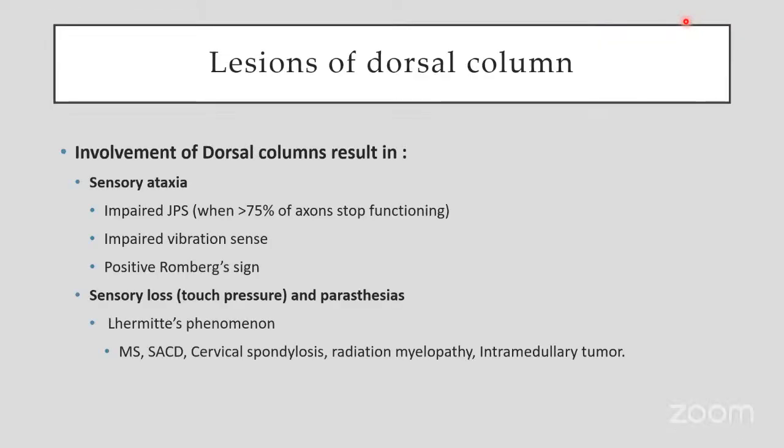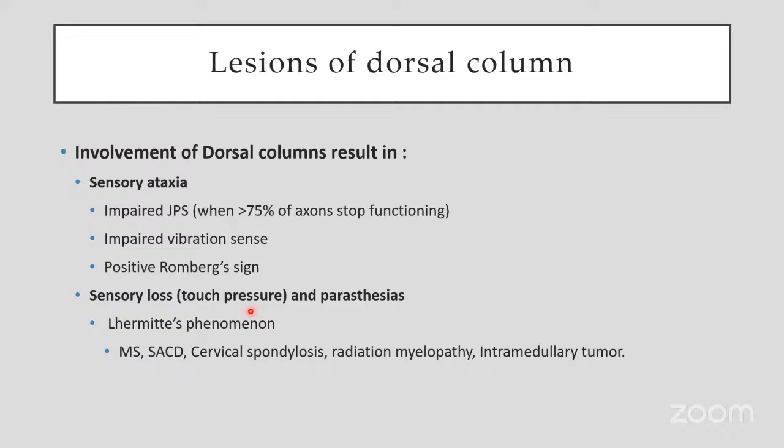The lesions of dorsal column result in sensory ataxia and sensory loss, especially of touch, fine touch, pressure, and paresthesia. The sensory ataxia results in impaired joint position sense, especially when more than 75% of axons stop function, impaired vibration sense, and positive Romberg sign.